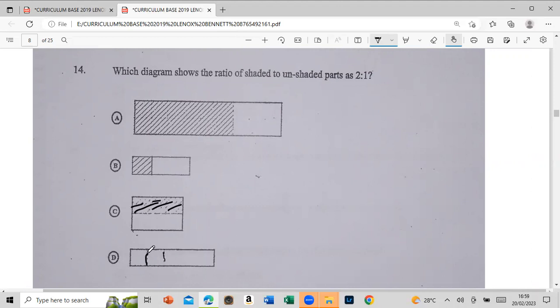Let's go. I'm assuming that this part is shaded. Alright, so it says now which diagram shows the shaded to unshaded part as 2 to 1. So the shaded part must come first. So let's put the shaded. The shaded should be the bigger portion and it should be twice the next one. Unshaded follows. Alright, so I think I know it's going to be this. This is the only one where the shaded portion is more than the unshaded. So that was a giveaway to you guys.